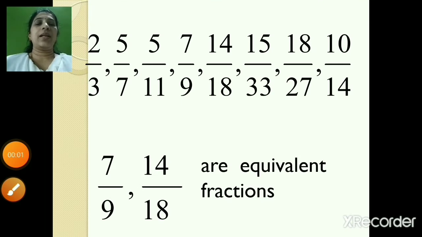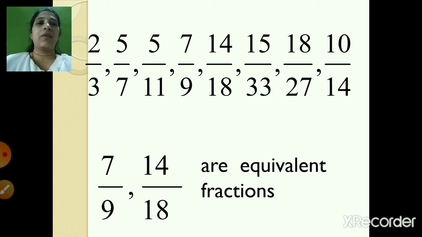So you can see what we had done. We had done 14 upon 18. So we got the answer as 7 upon 9. So what we will write? 7 upon 9 and 14 upon 18. These are equivalent fractions. Right children? Because 2 7s are 14 and 2 9s are 18. So 7 upon 9 and 14 upon 18 are equivalent fractions.